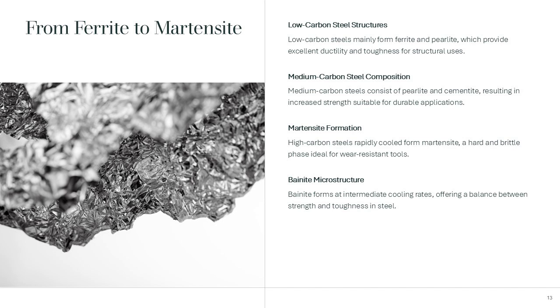High-carbon steels can form martensite upon rapid cooling, a hard and brittle phase ideal for wear resistance. Bainite, another microstructure, forms under intermediate cooling rates, balancing strength and toughness. These variations allow engineers to tailor properties for specific applications, from structural components requiring toughness to cutting tools demanding hardness.